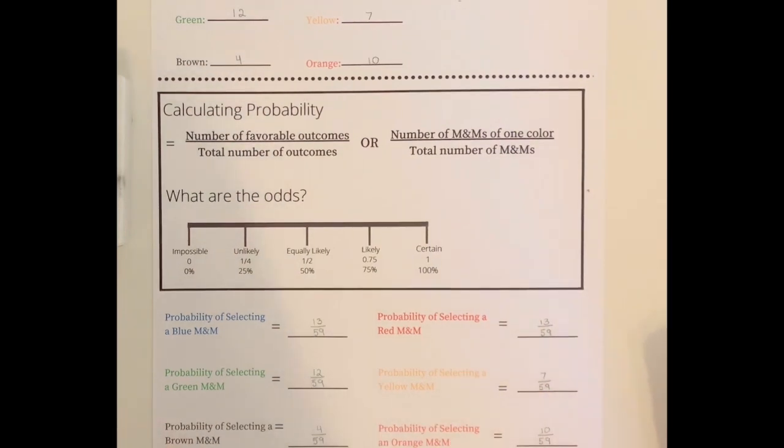But you might be wondering, what does this probability formula actually mean? So we've looked at the total number of M&Ms we have in our bag and the number of M&Ms of one color. When we put them into the fraction, here's what it's telling us. For example, on my sheet, for the probability of selecting a blue M&M, we've got 13 out of 59 total M&Ms. And it's hard to imagine what this exactly means unless we look at it on that likelihood scale.